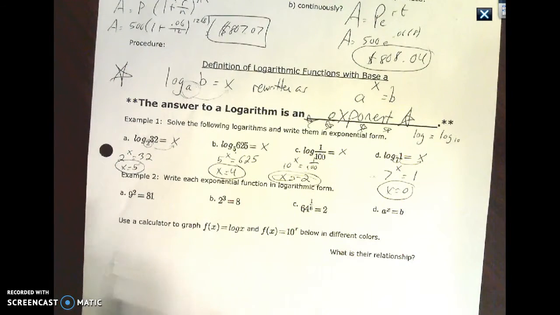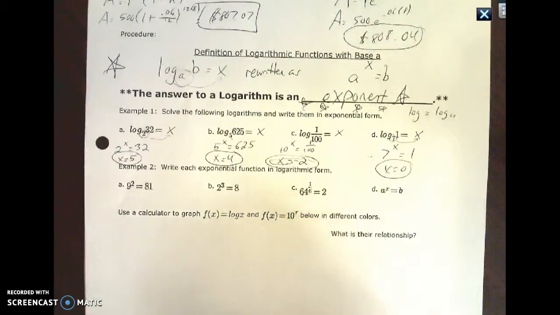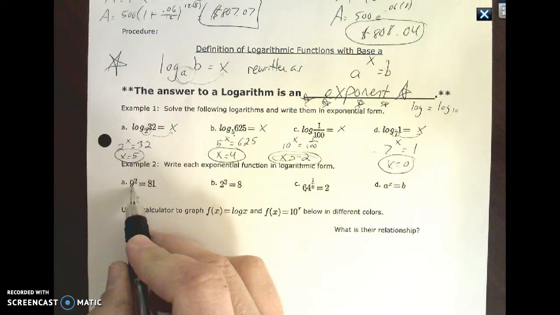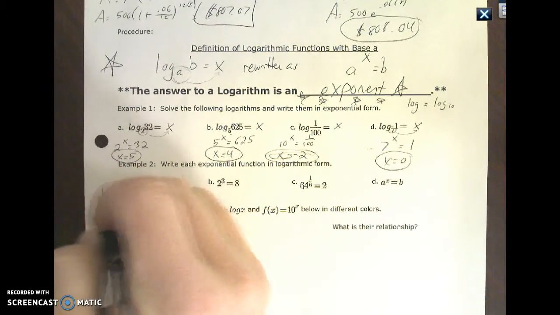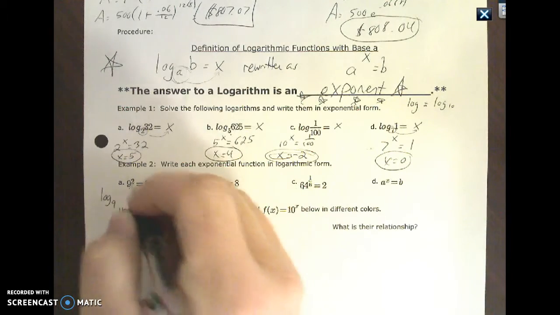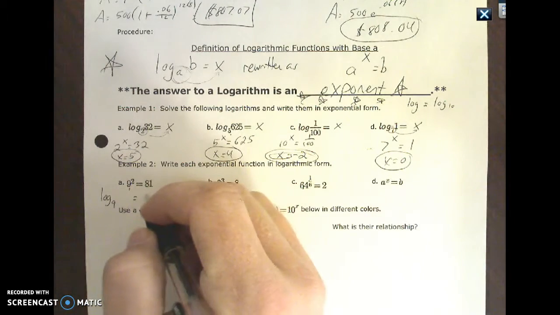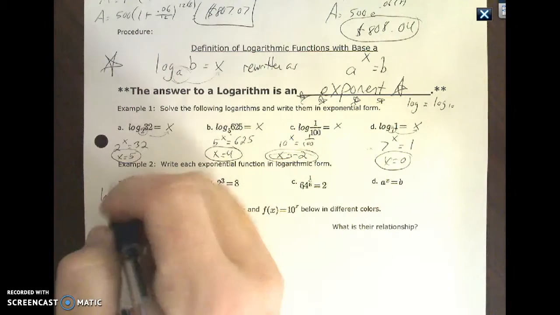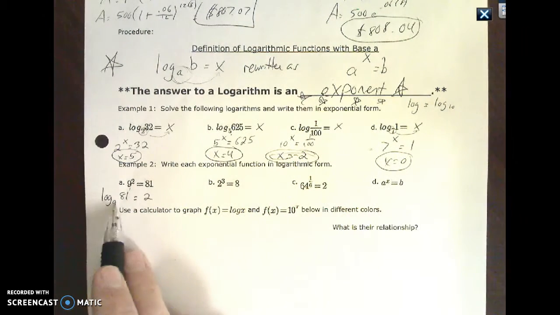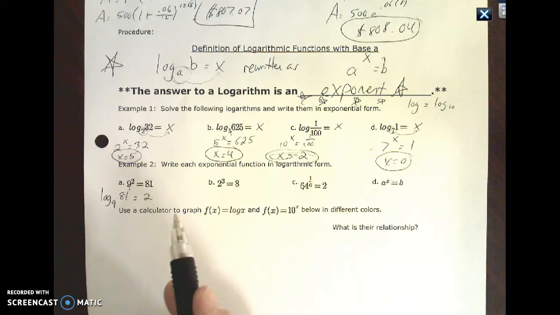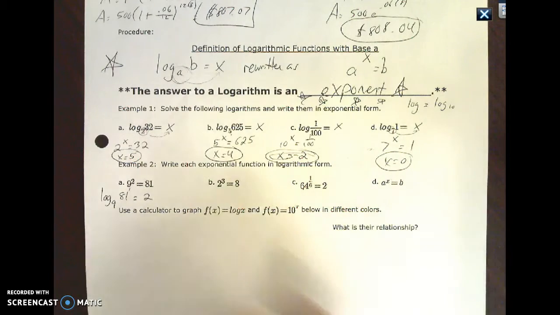So here, this one's actually kind of easier. 9 squared equals 81, which is a true statement. The 9 is the base of your exponent, therefore it's the base of your log. The 2 is the exponent. Remember, that's always your answer. And the 81 just goes in the last spot. So log base 9, 81 equals 2. These are way easier because you don't have to think at all.